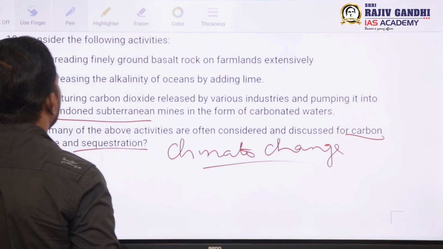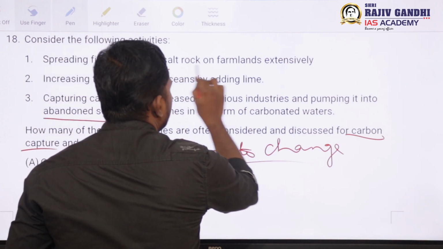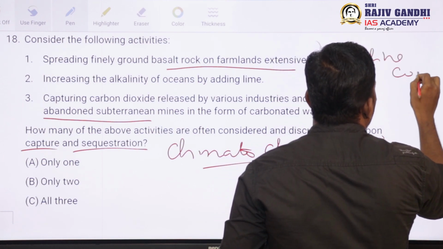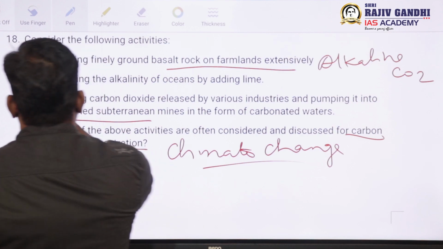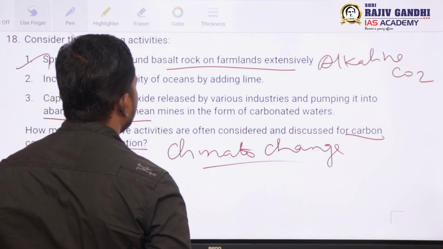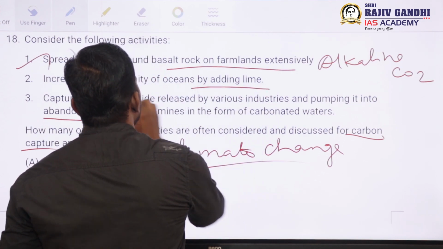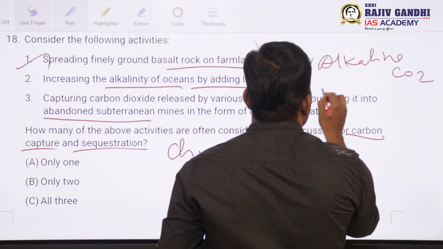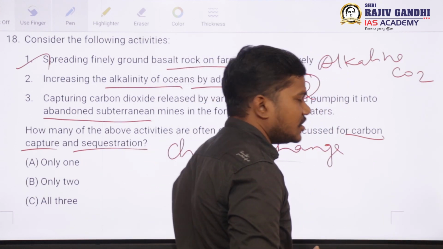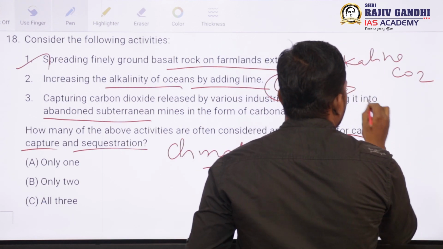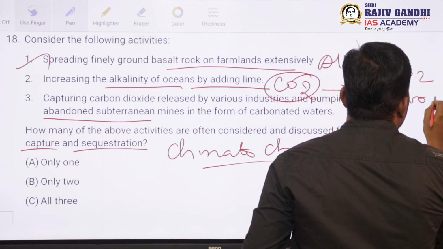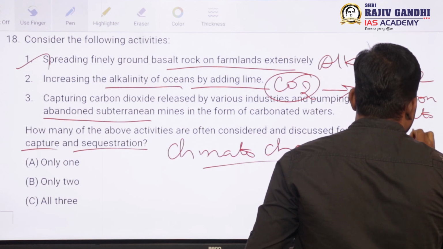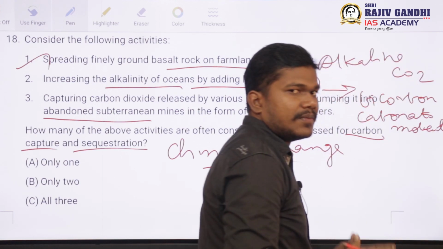So the first one, spreading finely ground basalt rocks on farmland, makes the soil alkaline, as a result of which it captures carbon dioxide. So the first one is correct. The second one, increasing the alkalinity of the ocean by adding lime, makes the ocean capture carbon from the atmosphere, as it is converted into bicarbonate and carbonate molecules through a series of chemical processes.